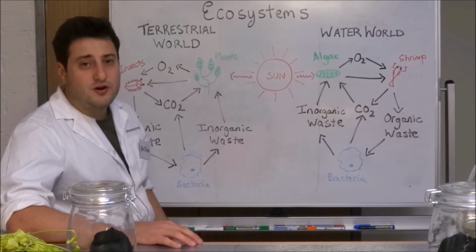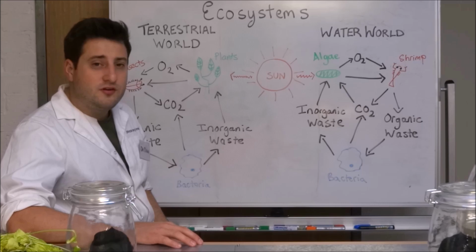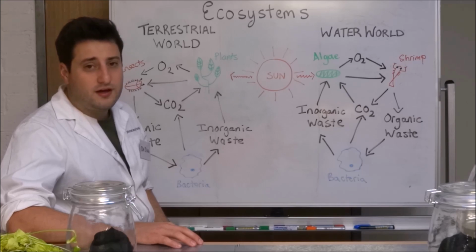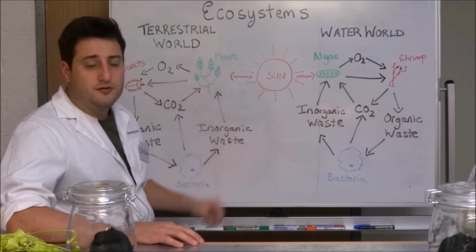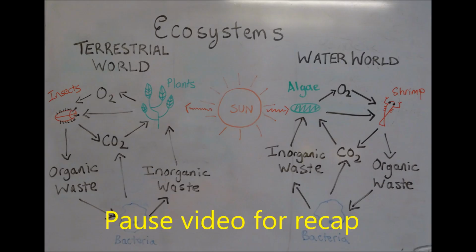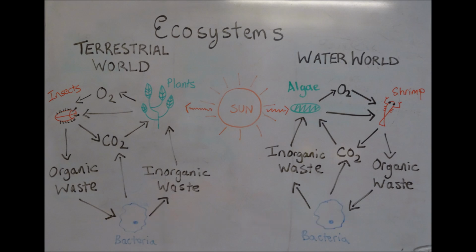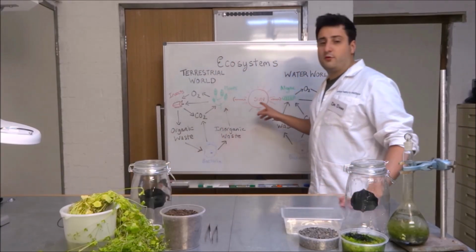If we can get the balance right between these three players, there's no reason why the system couldn't last for a very long time. But we do need to make sure that we place it next to an adequate source of sunlight so that the plants in either world will continue to grow. Now both these worlds require sunlight.